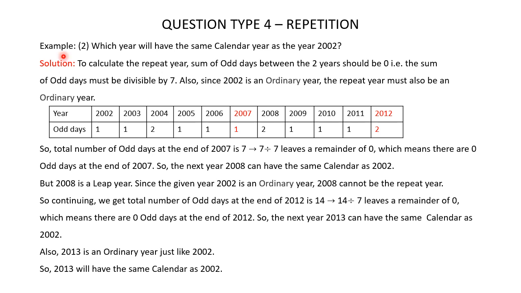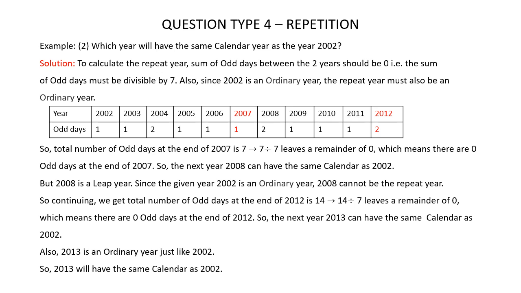Let's now look at another example in repetition of calendar years. So look at this example. Which year will have the same calendar year as the year 2002? Now to calculate the repeat year, the sum of odd days between the 2 years should be 0. That is, the sum of odd days must be divisible by 7. Also, both the given year and the repeat year should be of the same type. That is, both are either leap years or both are ordinary years.